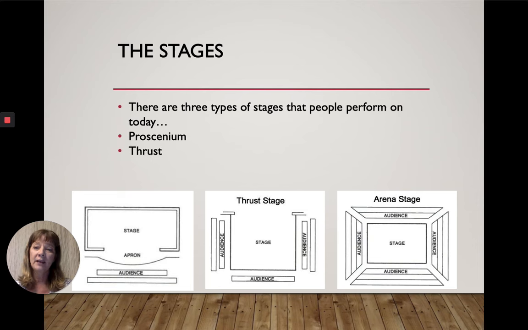A thrust stage is the second image that you see there, and it's a stage where the stage is thrust into the audience, and the audience sits on 3 sides, hence the name thrust. And the third type of stage is an arena stage. This is basically a square or a circle where the audience sits on all sides. Usually, every school has an arena stage. That's known as your gymnasium, where the audience can be on all 4 sides when you are at a pep rally, right? Some schools have a black box, which allows you to have an arena stage or a thrust stage.